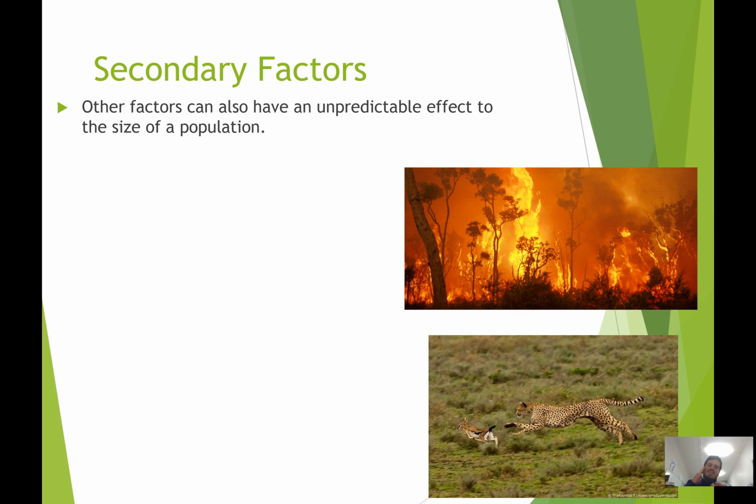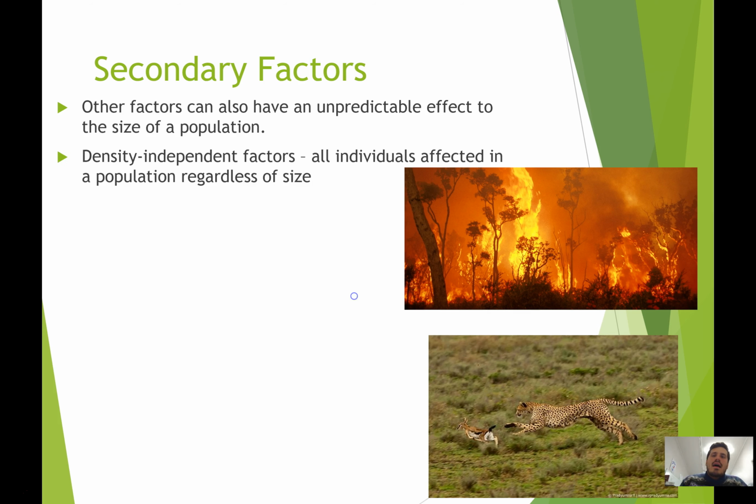So obviously these four factors aren't going to be the only factors that decide the size of a population, but these secondary factors actually contribute to the births, immigration, emigration, and deaths. The first kind of factor is called density-independent factors. They're factors where all individuals within the population are going to be affected.